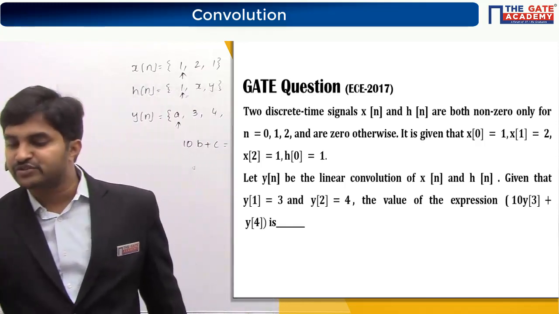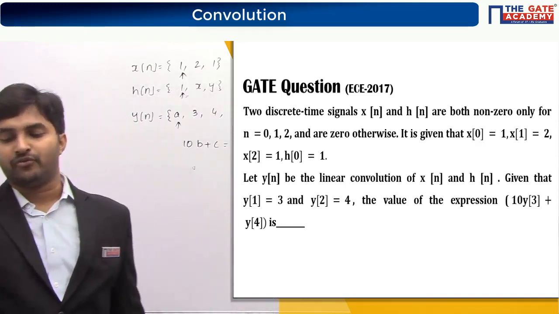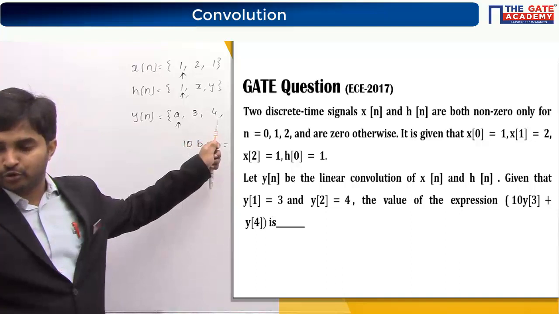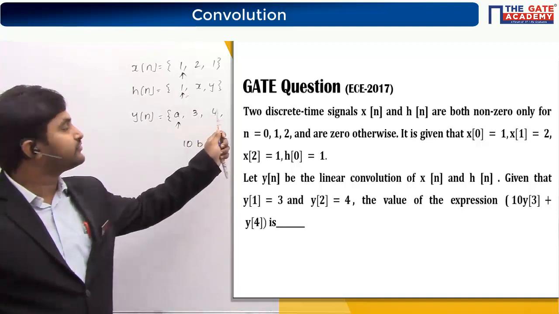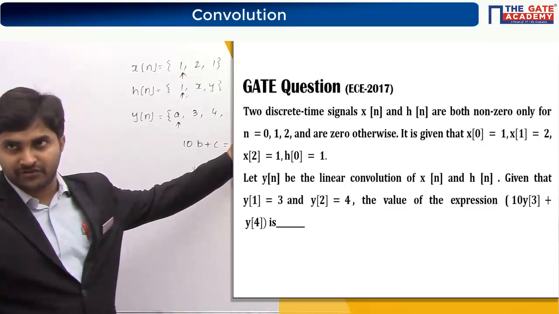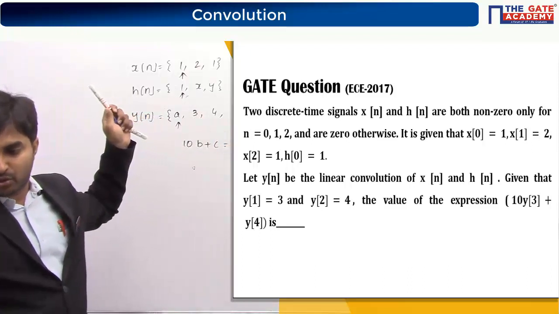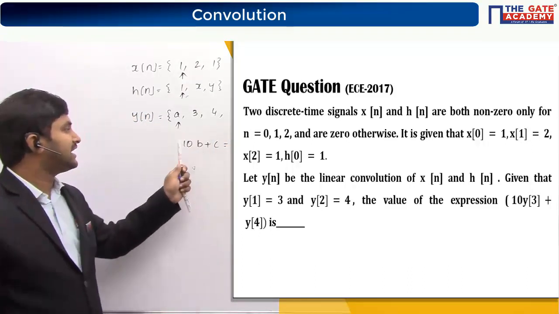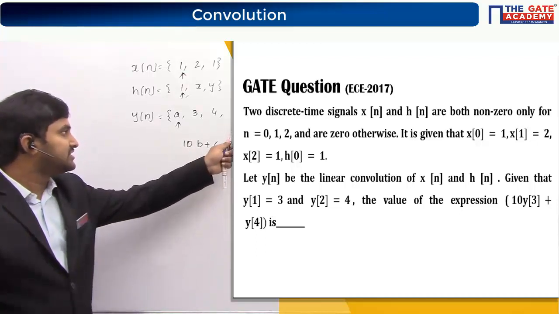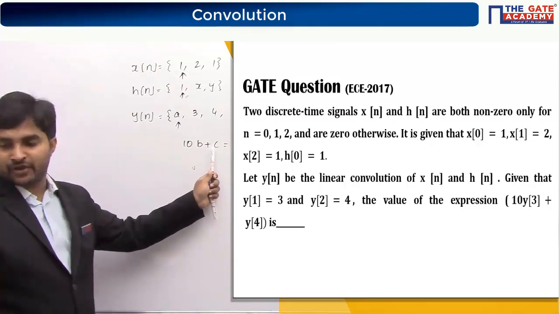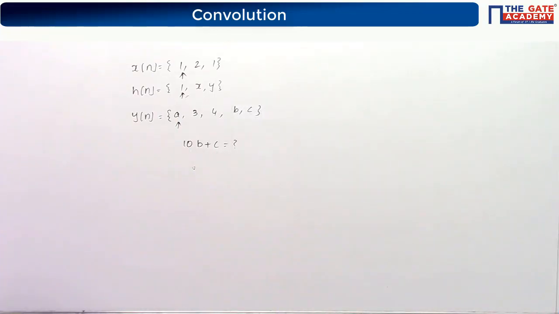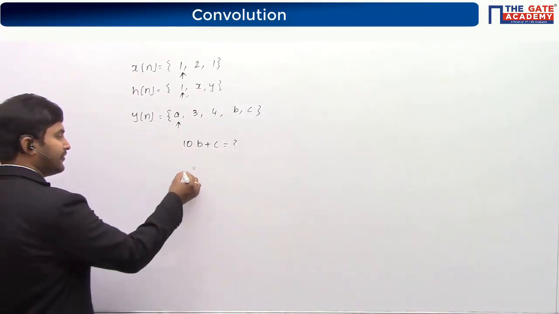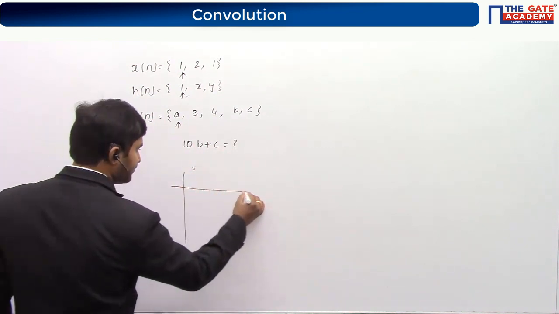Now in the case of the output y of n, y of 1 is mentioned, y of 2 is mentioned, but y of 0 is not mentioned, y of 3 is not given, y of 4 is not given. But the question here is that we have to find 10 into y of 3. Y of 3 is nothing but b plus y of 4. That is the question.